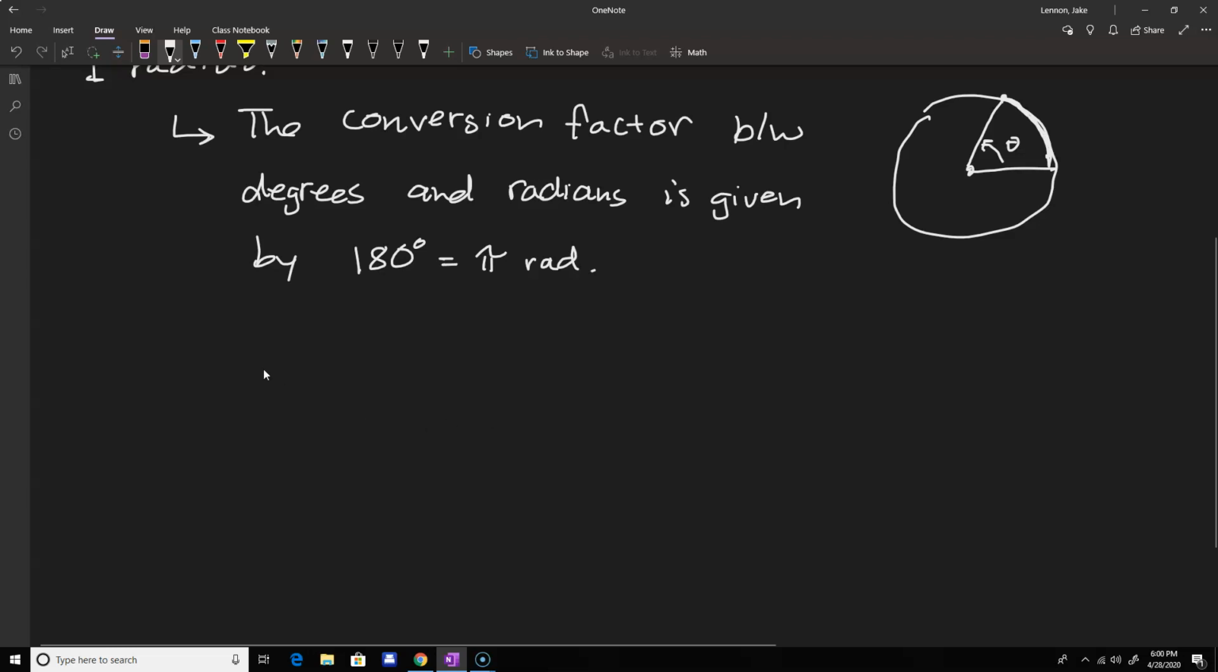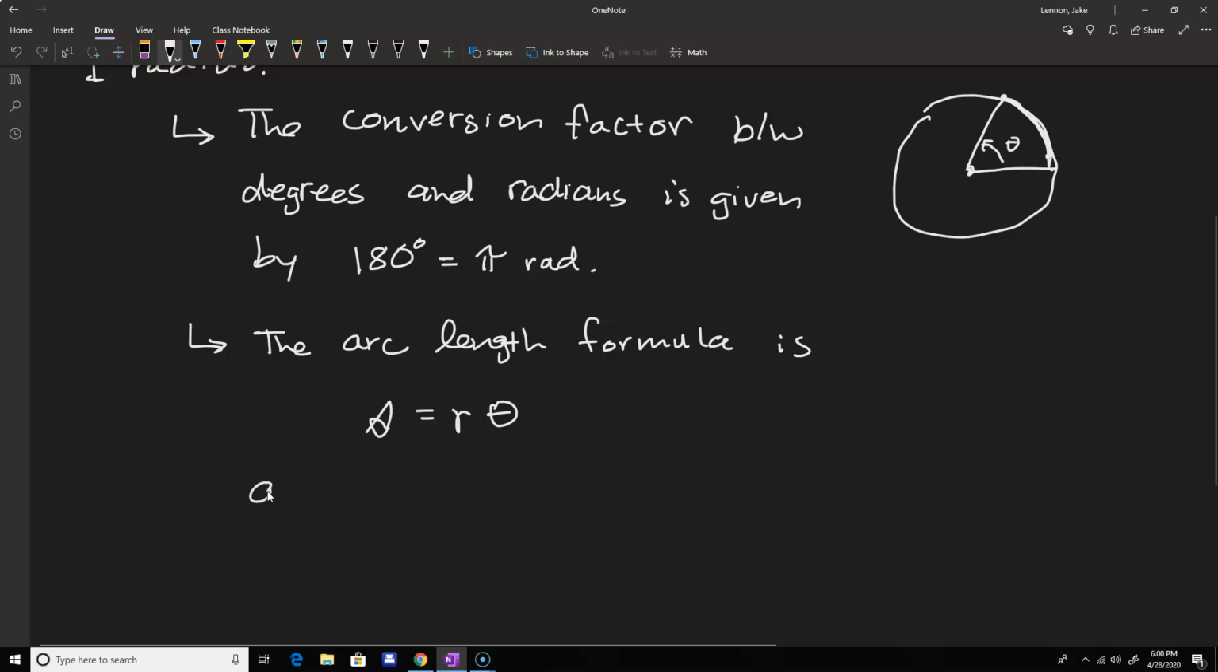And because this is defined purely in terms of arc lengths, we have this very nice formula for the arc length of a circle that I'll mention. The arc length formula is, so this is a cursive S here that stands for the arc length, is equal to r times theta. And it's only valid if theta is given in radian measure.